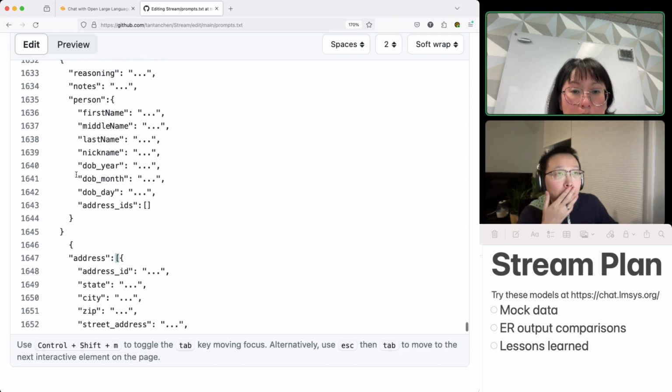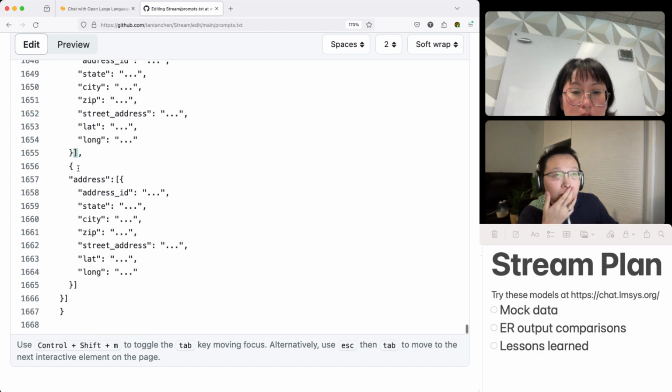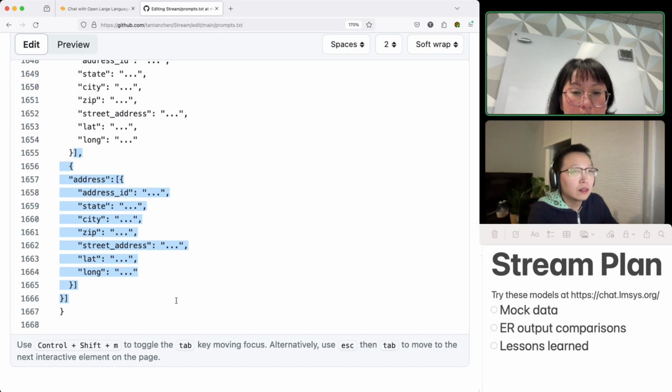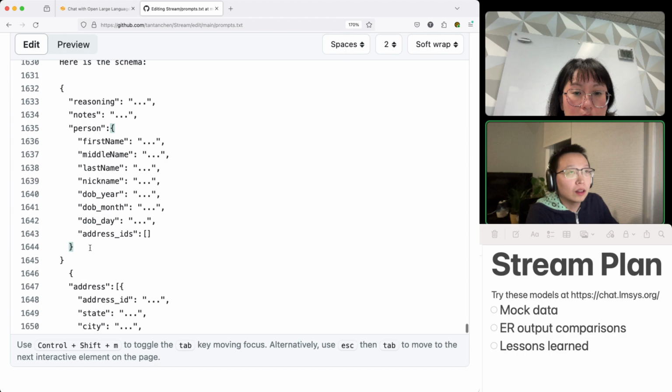Oh, we just need one address schema, right? I think. Oh, you're right. We just need one, so we don't actually need... Oh, yeah, it's just one dictionary. Good. So yeah, person. So we don't need.